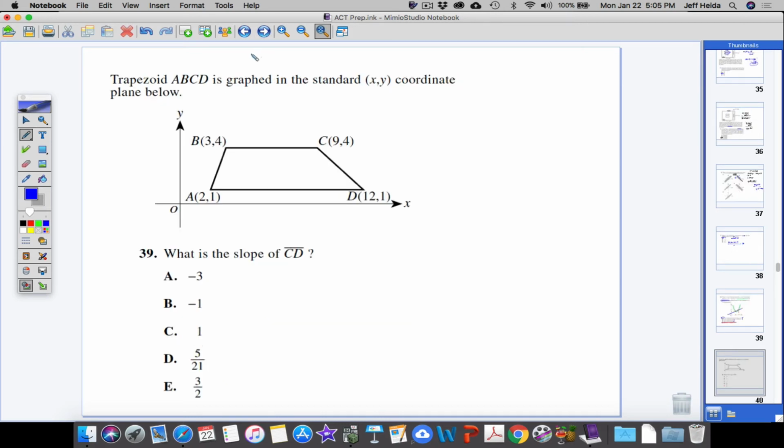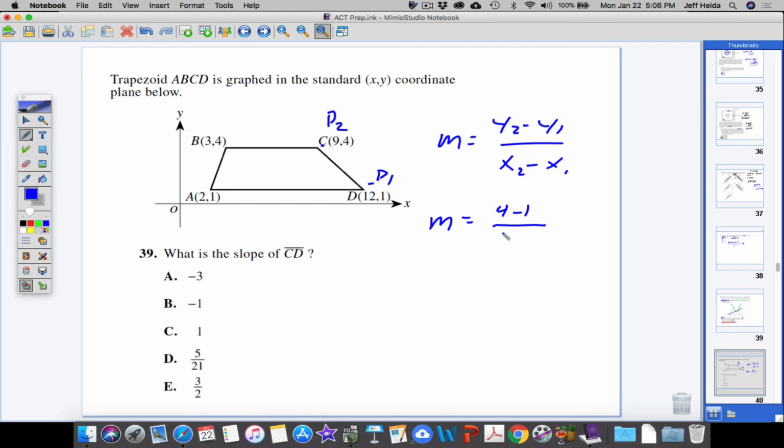Problem 39. The next three problems all deal with this trapezoid ABCD, and it deals with different aspects of it. And for problem 39, we need the slope of CD. Well, slope is equal to y2 minus y1 over x2 minus x1. Let's choose this as point 1, and this is point 2. Doesn't matter which one you choose, you're going to end up with the same thing either way. So y2 is going to be 4 minus 1.